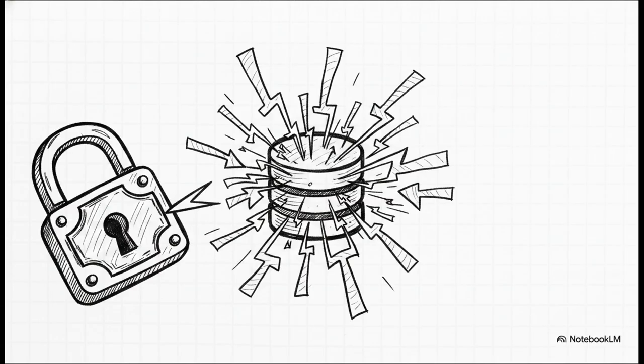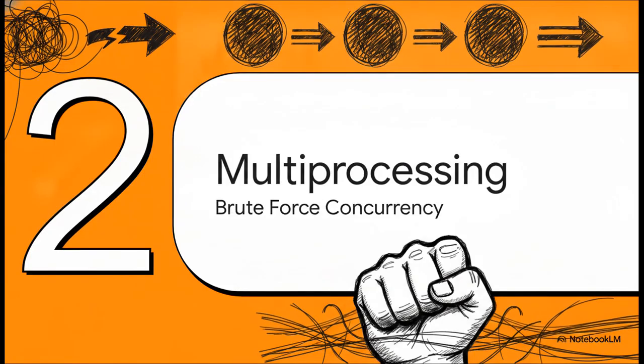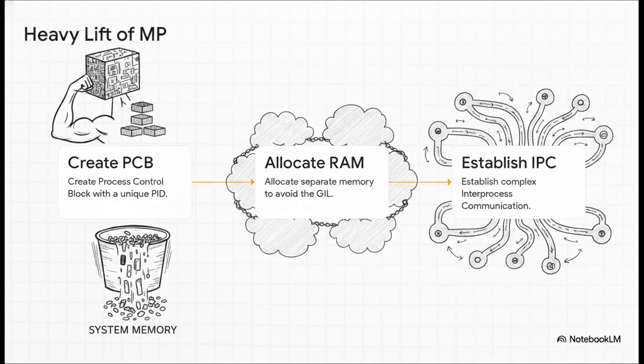But here's the catch. When you introduce threads, you introduce a high risk of race conditions. This is where threads might try to modify the exact same shared data at the exact same time, which corrupts it. And fixing that requires implementing complex lock and synchronized queue structures. Honestly, it just gets really messy really fast. Which brings us to Section 2, multiprocessing. Basically, brute force concurrency.